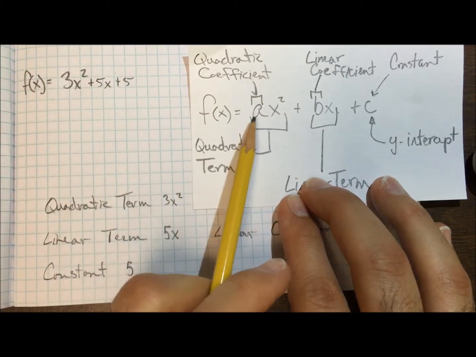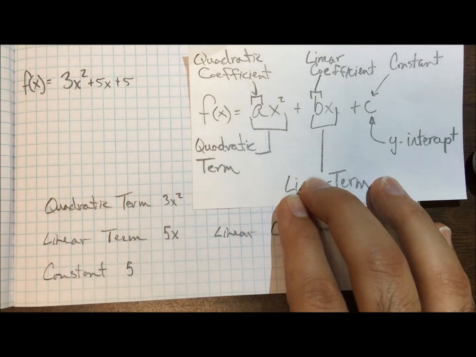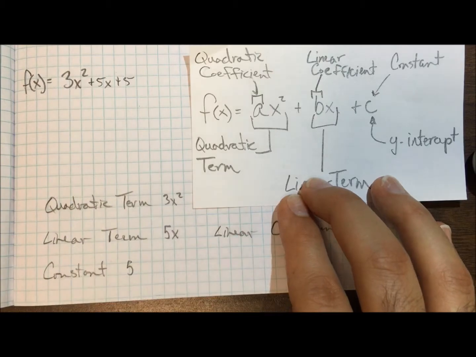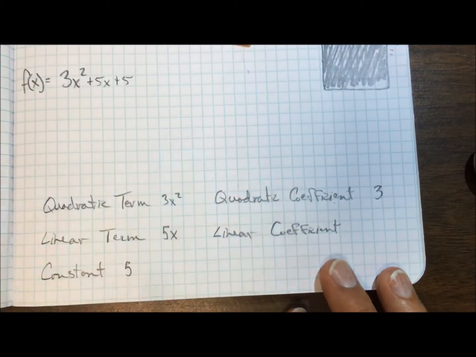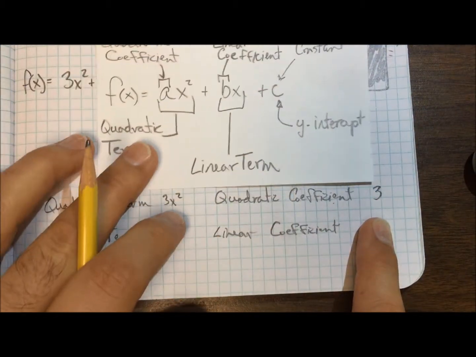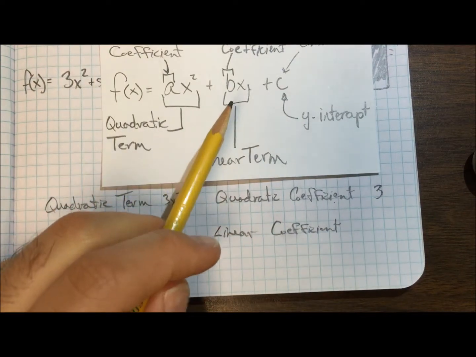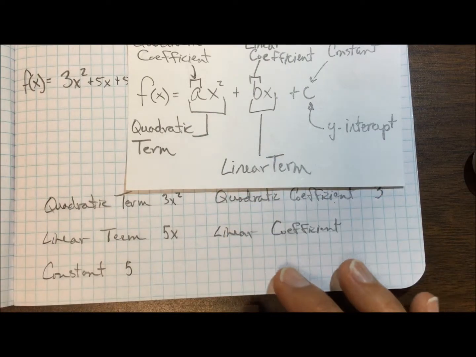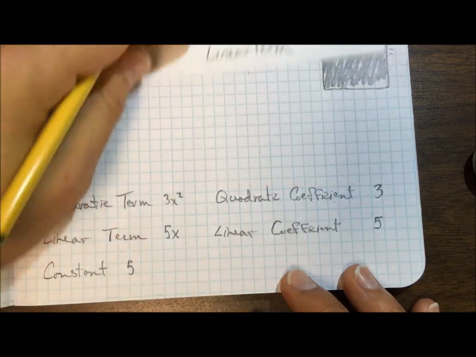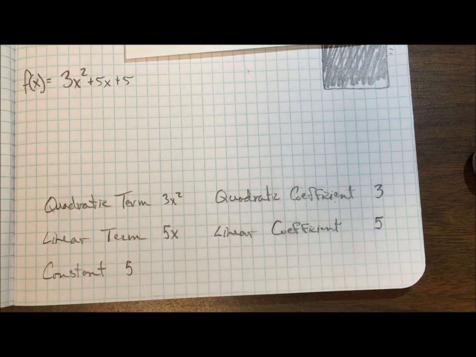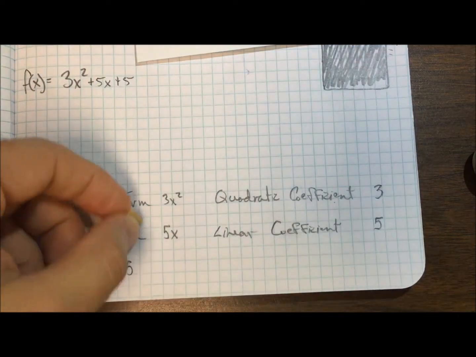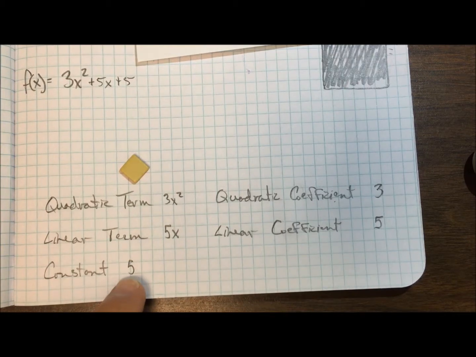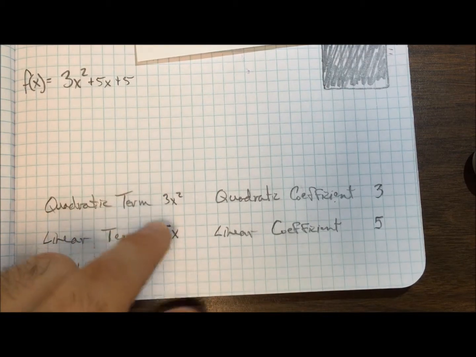Now we also need to know the coefficients. How many x squareds did I have? How many of these x squareds were in this equation? I have 3. So I'm going to write 3. This is the quadratic coefficient. It's the number of x squareds. And then how many x's did we end up having? We had 5. And then the constant is a little bit tricky because it's both a term and a coefficient. So the constant is 5 because there were 5 ones.